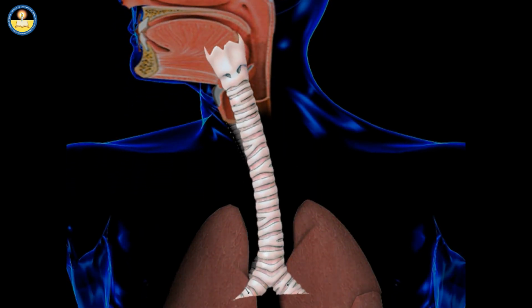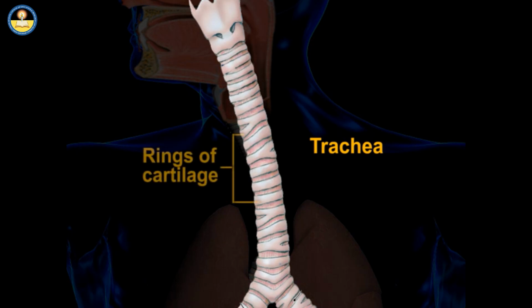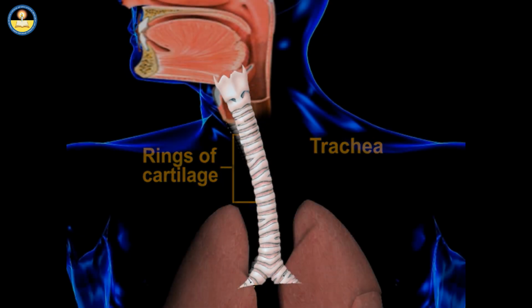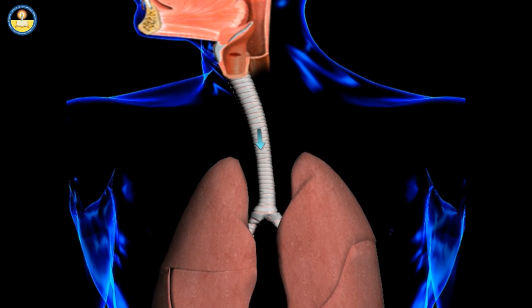The trachea or windpipe is made up of muscles and elastic fibers with rings of cartilage. The cartilage prevents the tube of the trachea from collapsing. The trachea divides itself in two tubes, each known as bronchus, one entering the left and the other entering the right lung.